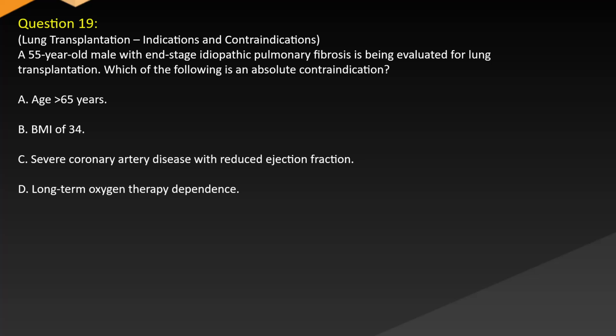Question 19. Lung transplantation. Indications and contraindications. A 55-year-old male with end-stage idiopathic pulmonary fibrosis is being evaluated for lung transplantation. Which of the following is an absolute contraindication? A. Age 65 years. B. BMI of 34. C. Severe coronary artery disease with reduced ejection fraction. D. Long-term oxygen therapy dependence.